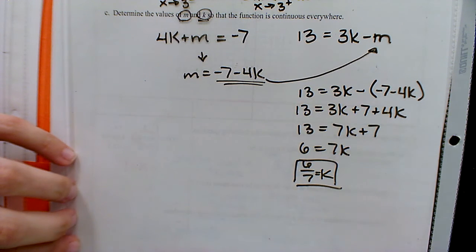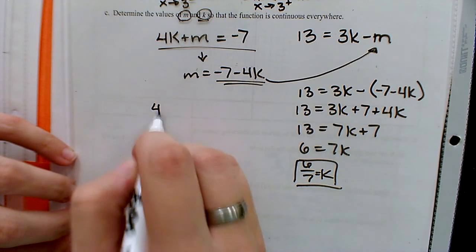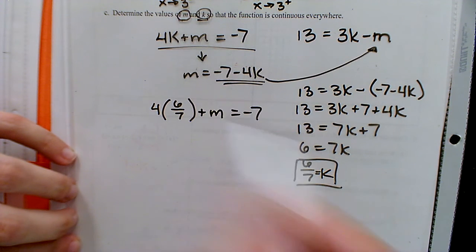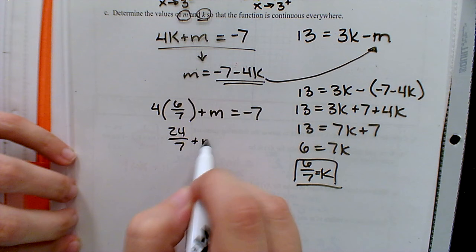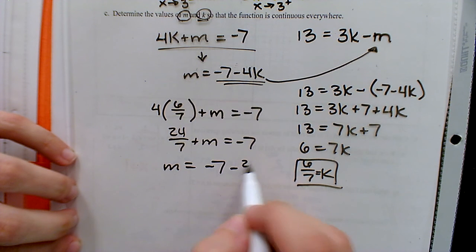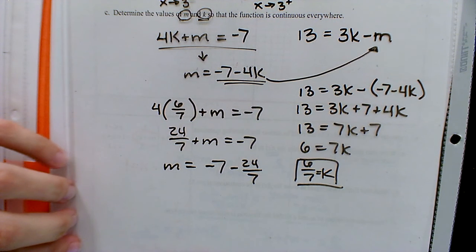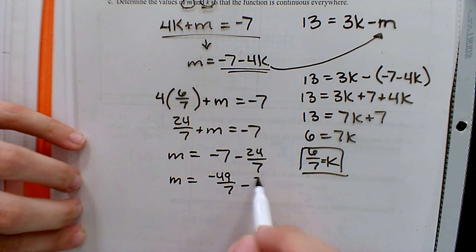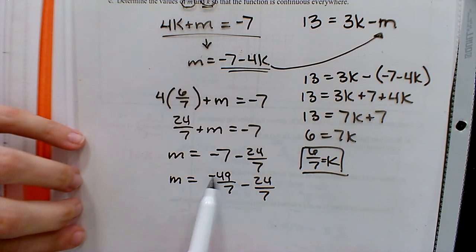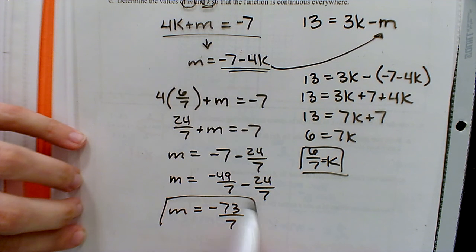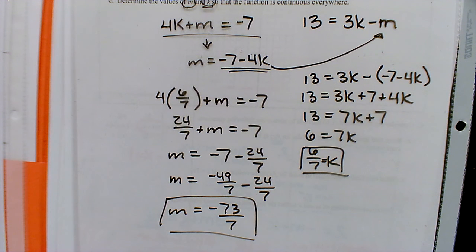Okay, so pick either equation you want. Maybe we'll plug it into this one this time. 4 times 6/7 plus m. We got 24/7. We'd have to subtract that over. But we have fraction work, so common denominator, this would be -49/7. And -49 minus 24 gives us that -73 again. So we get the same m value. Substitution, elimination doesn't matter. You do you.